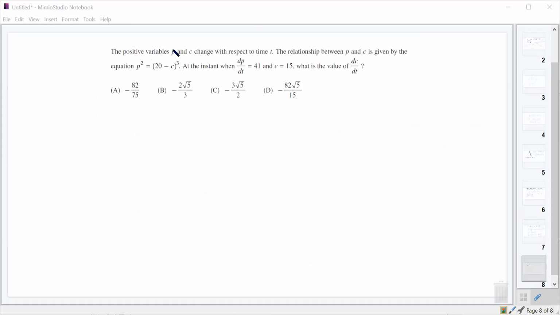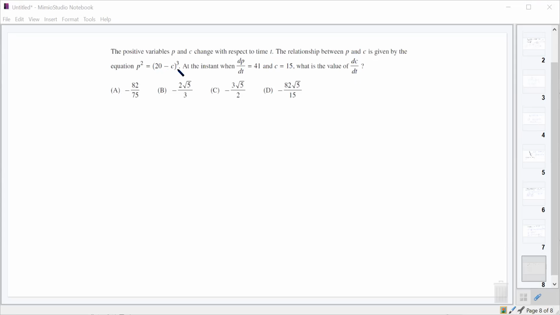So we've got positive variables of p and c that are changing with respect to time. We know that p squared equals 20 minus c to the third. We want to know about dc/dt. So how is c changing with respect to time? Well, that's a related rate question.